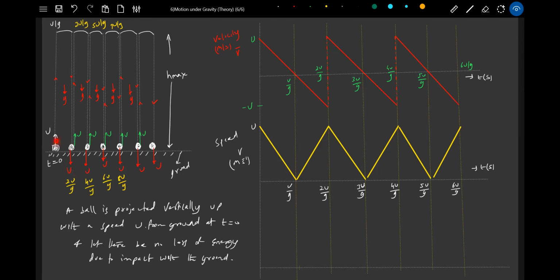So how will it be practically? We're assuming no loss of energy, so that H max will remain the same. Let there be no loss of energy due to impact with the ground. So it will just bounce up and down. So the speed versus time graph will be of this nature.